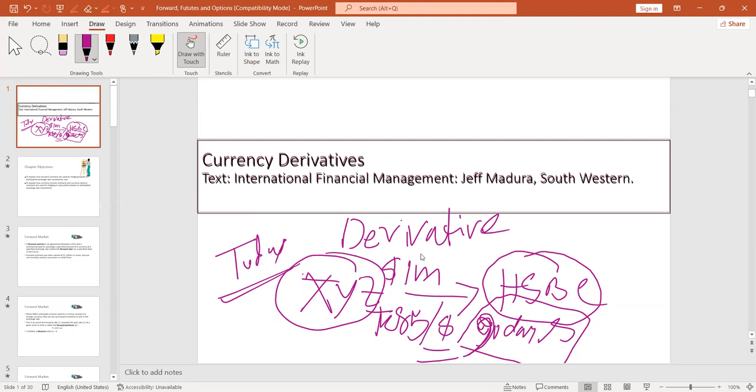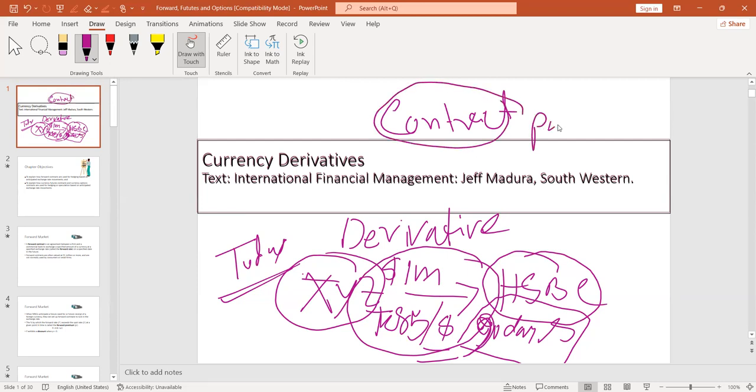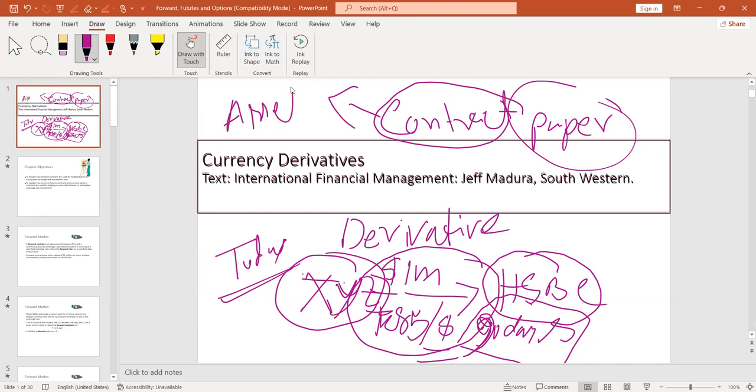Now, if you observe, the worth is based on this contract. So the contract is a paper, what is signed between XYZ and HSBC Bank. Now, this contract is very powerful. You can say this contract is an asset. Why is this contract an asset? Because this is not a so-called contract; the value of this contract is $1 million.